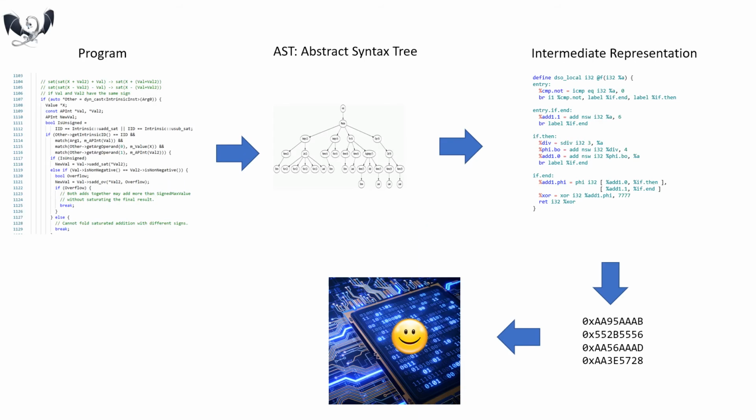Okay, so let's sum up again. So this is the summary. We go from program to abstract syntax tree, to intermediate representation, then to binary code, and then finally, our happy CPU can execute our program. So in a nutshell, this is how our compilers, or our dragons, work.